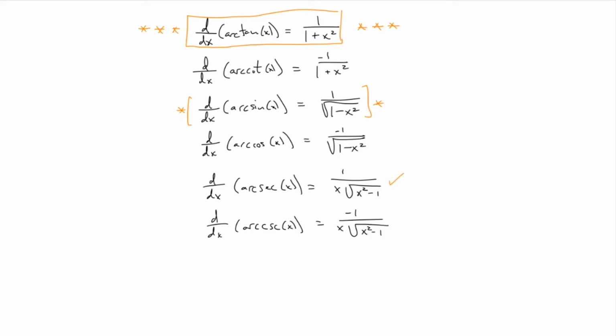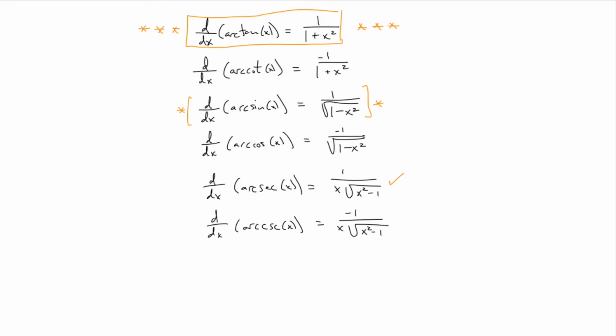And lastly, if you really want to go to town, you could memorize the derivative of the arc secant of x. It will show up in second semester calculus in some crazy technique that we learn, in a problem now and then. But if you didn't know the derivative of the arc secant of x, you would also be okay.